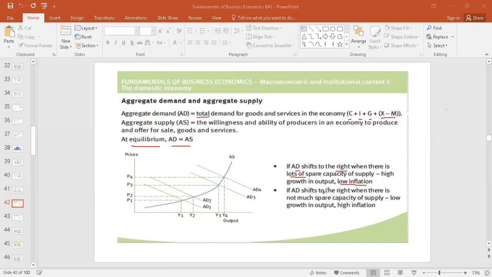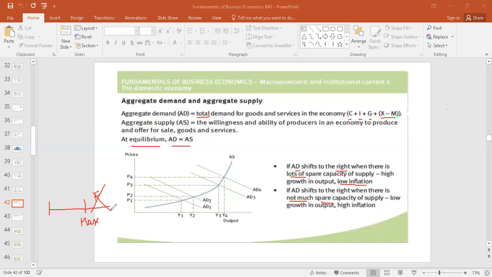If AD shifts to the right when there is not much spare capacity, they would not think about producing additional capacity. When spare capacity is not available, the fixed cost will remain the same from zero till the maximum capacity. So if they are operating already at the maximum capacity, there is no more spare capacity available for them. Firms can also go in for expanding beyond the maximum capacity. Once they expand beyond the maximum capacity, a new set of fixed cost will come in. So that may not become effective for them. So they do not generally consider increasing the capacity beyond the maximum capacity.